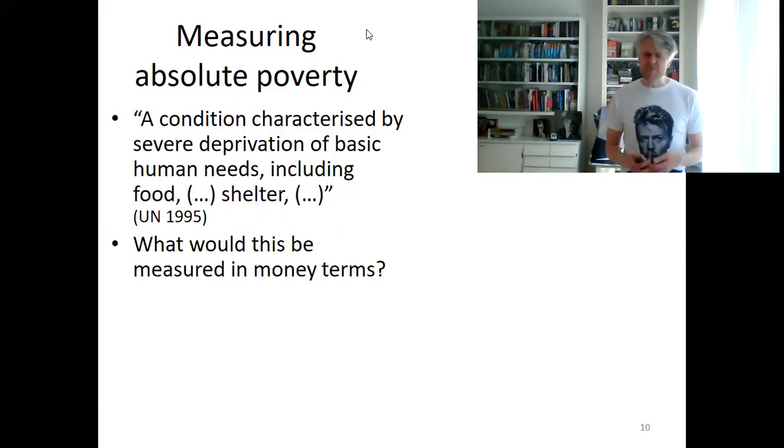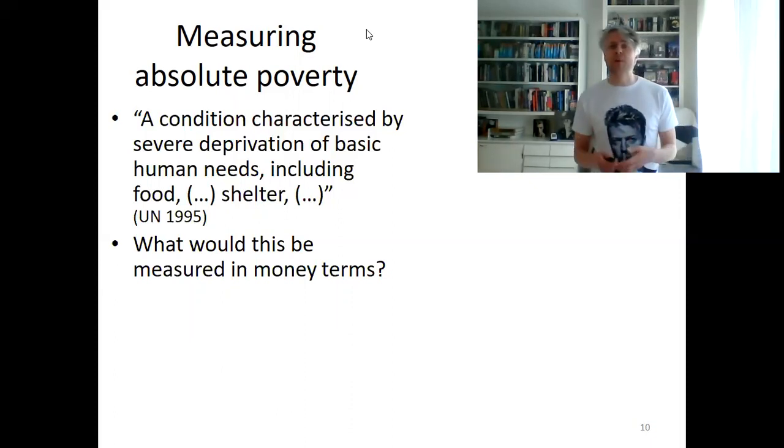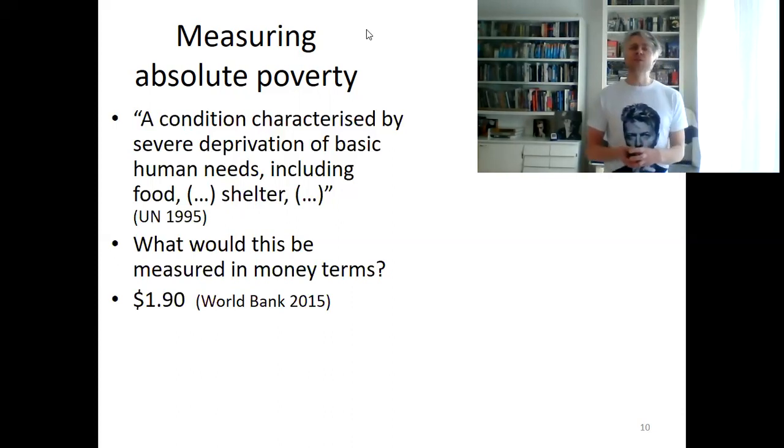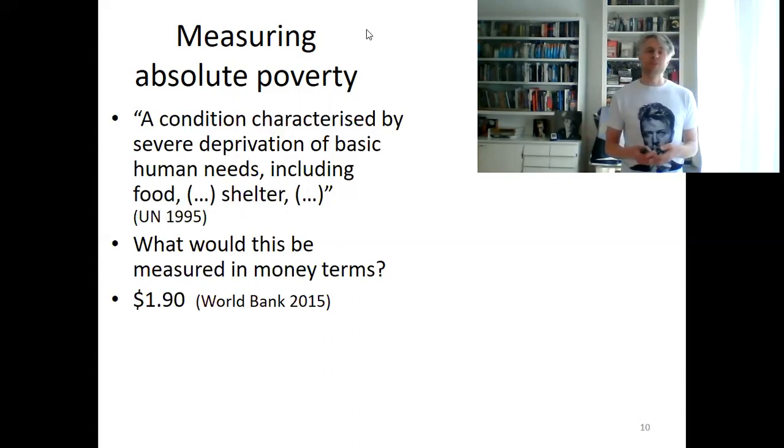But would this be measured in money terms? Think of a poor place, a poor country, maybe in Africa or Asia. How much cash do I need to get that food and shelter and the other things that the UN are thinking about when they define poverty? Any guesses? Well, there are some numbers about. Economists, the World Bank, for example, try to put a figure on this, and I think it's still up to date today. I'm just talking in 2020. Numbers like $1.90 are often cited, $1.90 per person per day. If you earn above that, you're above some kind of basic poverty line.